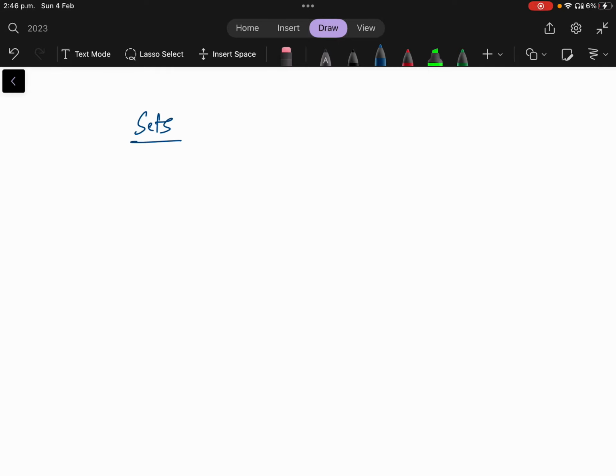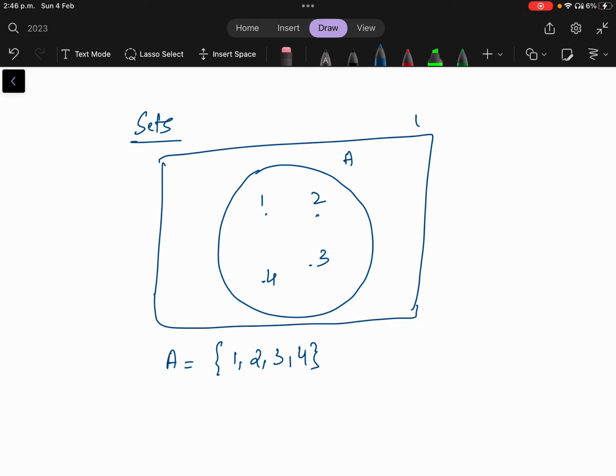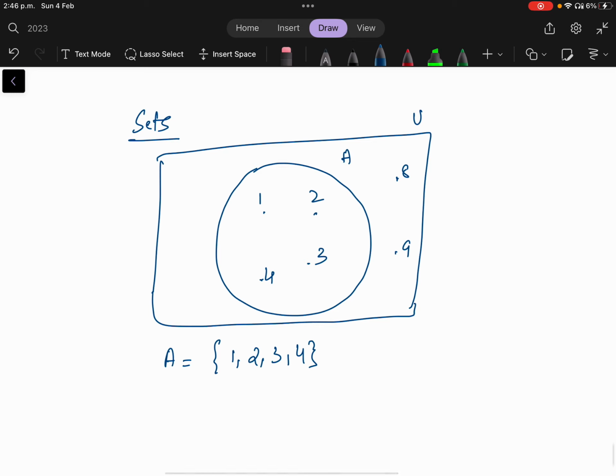So let's learn sets. A set is just a well-defined collection of objects. If you have a set like this and you are putting the numbers 1, 2, 3, 4, you can specify that as A = {1, 2, 3, 4}, and you can define a universal set also, which means that the set is derived out of the universal set. If I say 8 and 9, this becomes the universal set. So if A is {1, 2, 3, 4}, A complement, which is outside of A, will be {8, 9}.